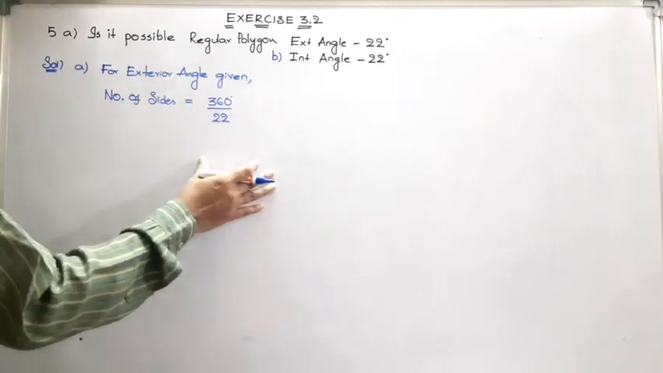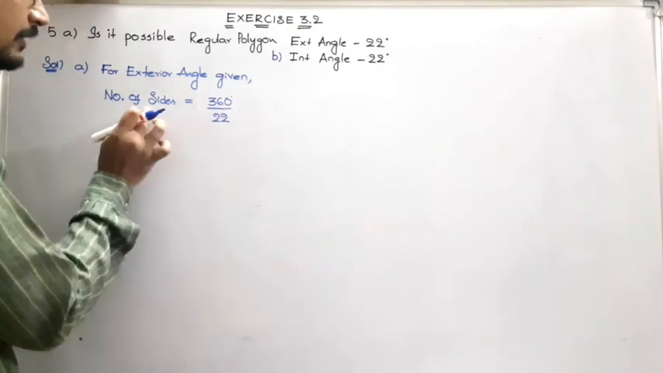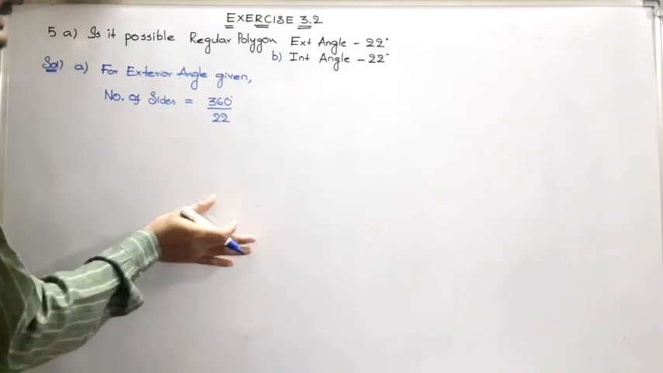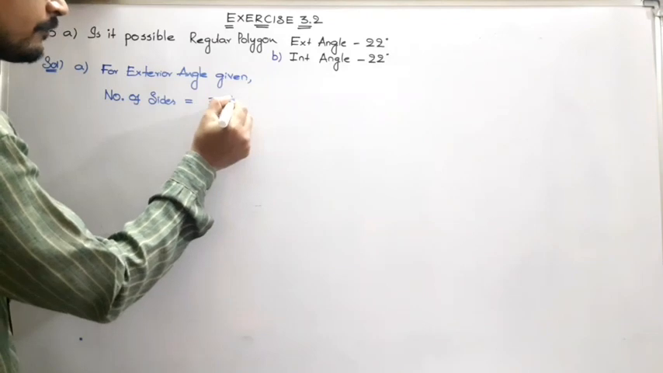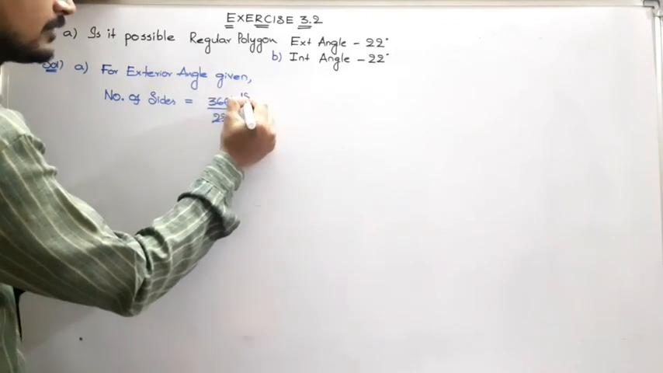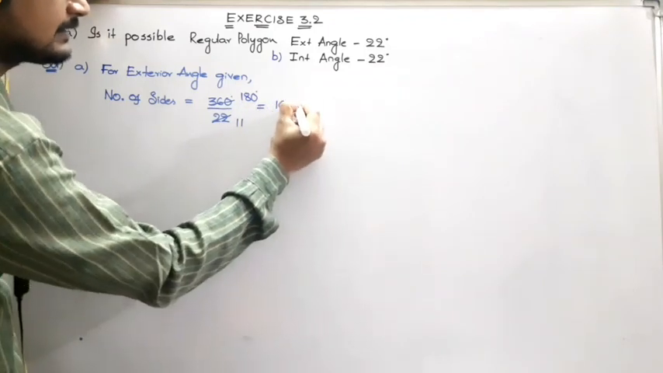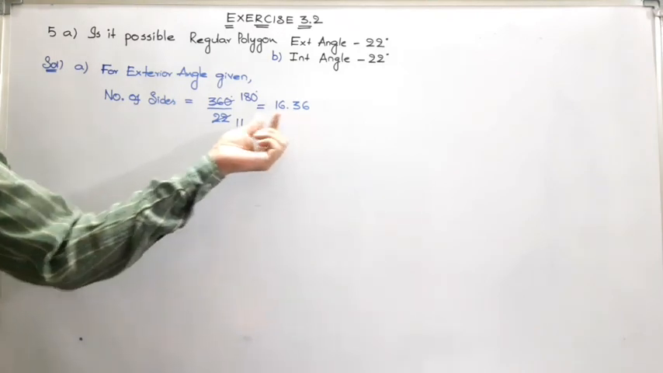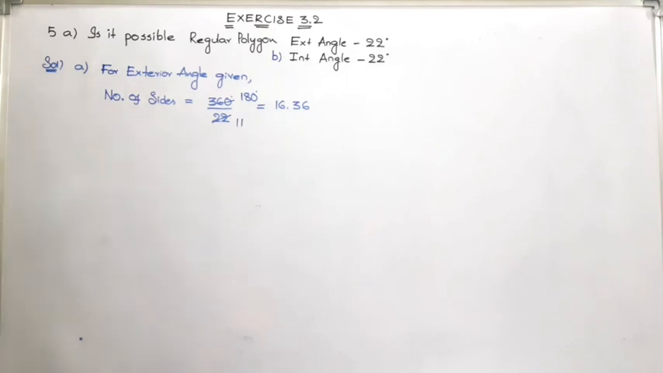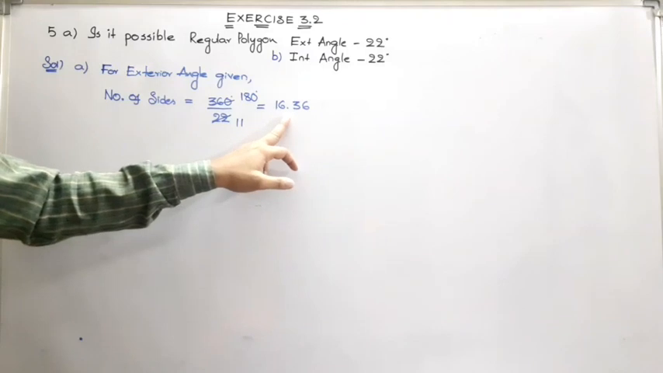Just like the previous model we did, if we want the number of sides, the whole angle measure divided by each angle measure gives us the number of sides. Upon cancellation, actually I did it and it was approximately 16.36. So 16.36 sides, how can we define it? It is not a whole number, isn't it?